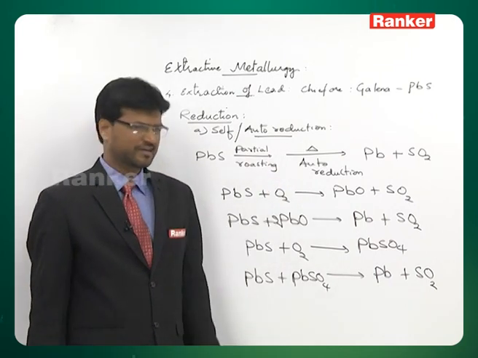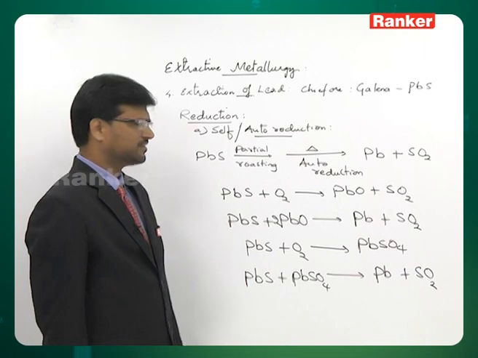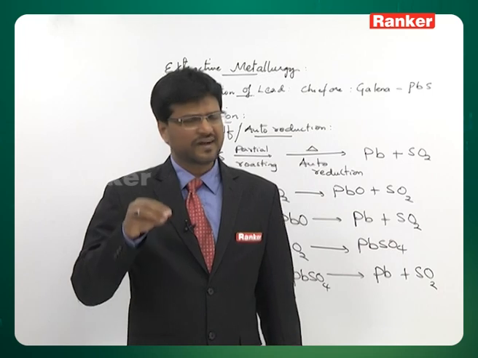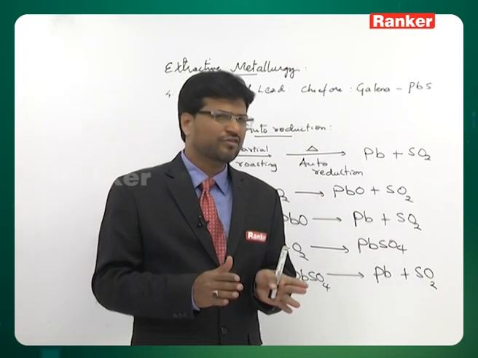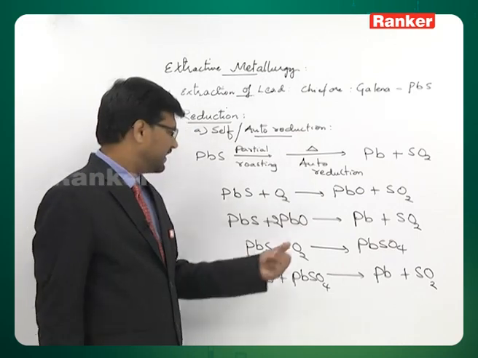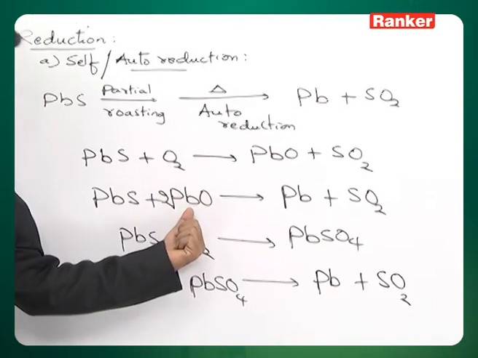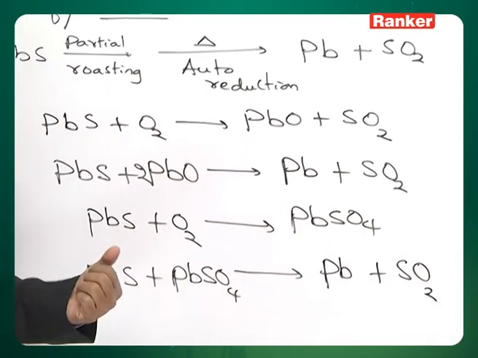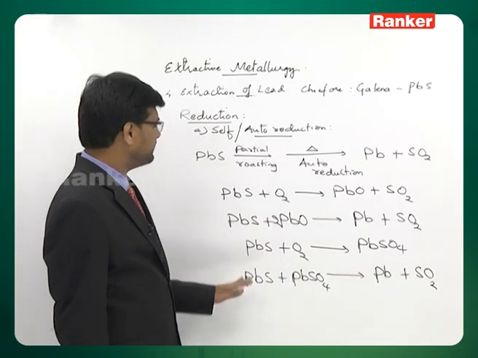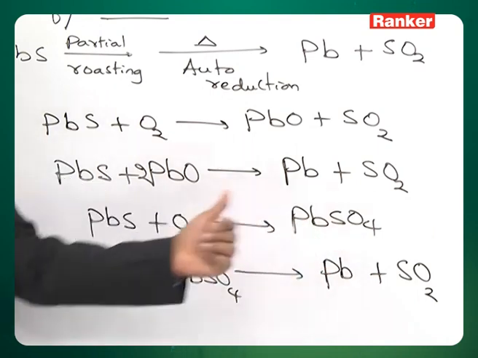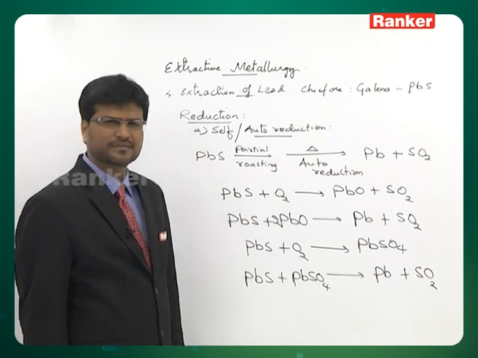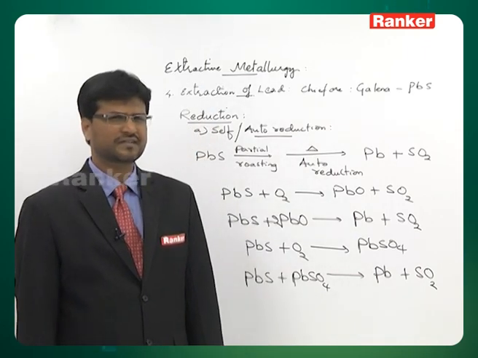So, these are the reactions which are expected to take place during auto reduction or self reduction. We do it like this: we concentrate the ore. After that, when we find that the impurities are less, we go for partial roasting, so that 2/3 of PbS transforms into PbO and the remaining 1/3 PbS will combine with 2/3 of PbO, that which has changed to PbO, and you get Pb and SO2. If any PbS has been oxidized to PbSO4 during roasting, it will also get transformed into Pb in this manner. So, this is how auto reduction is done.